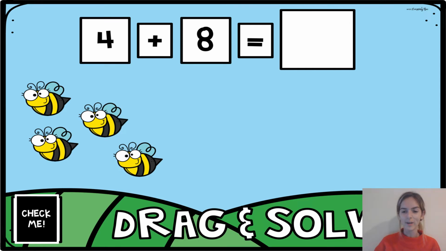Let's look at another one. Now this one's a little bit different. It says 4 plus 8 equals something. Okay, can you draw me a picture to show me how to solve this problem? Pause the video and then come back and we'll solve it together.